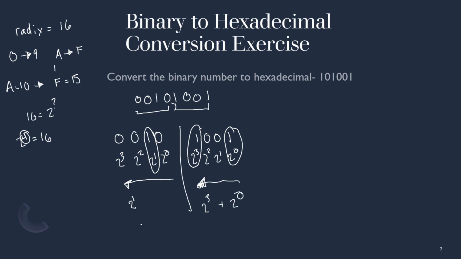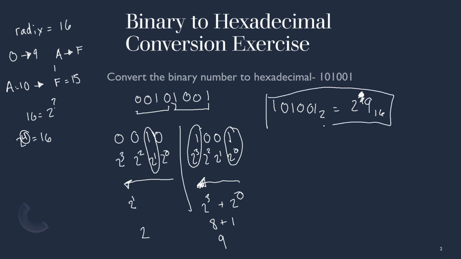So what are those values? 2 to the 1 is 2, and on the right side, 2 to the 3 is 8, plus 2 to the 0, which is 1, equals 9. So in binary form, 101001 in base 2 is 29 in base 16. So that's how we figure that.